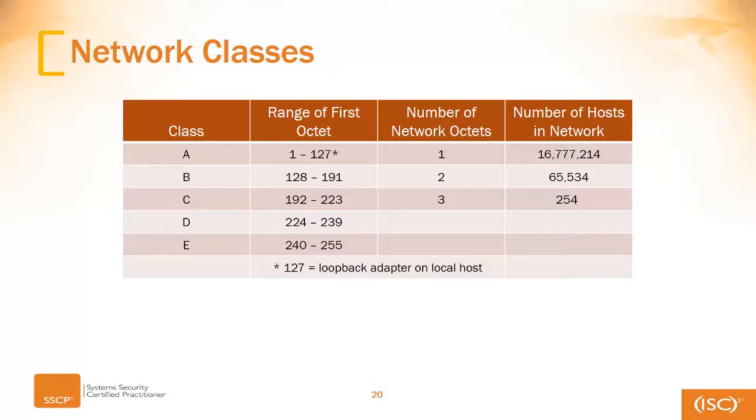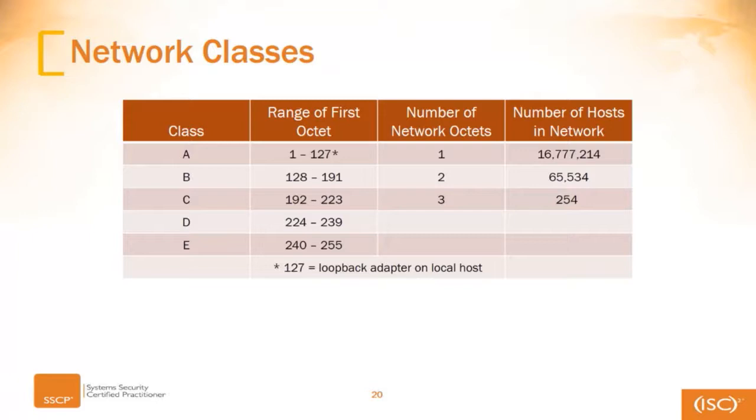We have a 1 to 127 range for class A, but we have a little asterisk at the end of class A, as you can see. We have a little note at the bottom of the table there. 127 equals loopback adapter on the local host. We'll talk about that in just a second. And then we have the number of network octets, and the number of hosts in the network is, in this case, just over 16 million, almost 17 million approximately if we round up.